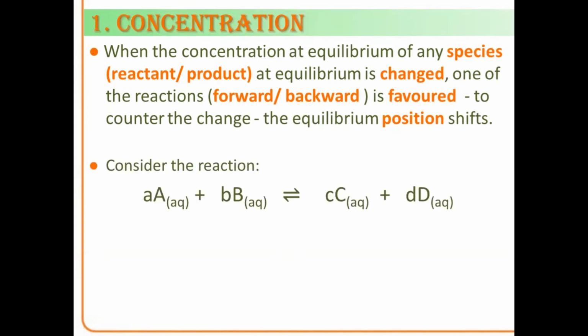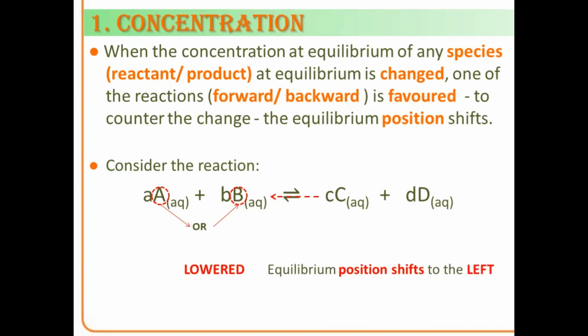Consider the reaction. Now, when we look at this reaction, if we look at the concentration of substance A, or we look at the concentration of substance B, and the concentration of either is lowered, this means that the reverse reaction is favored to try to replace the amount of A or the amount of B that has been removed by converting some of the C and D into A or B. This means that the equilibrium position is going to shift to the left.